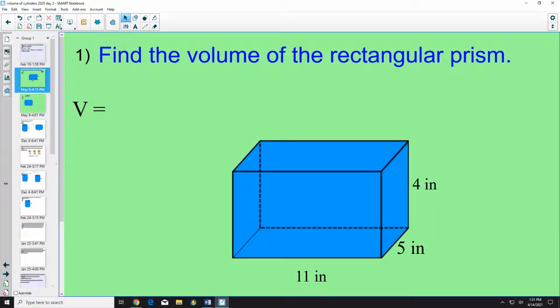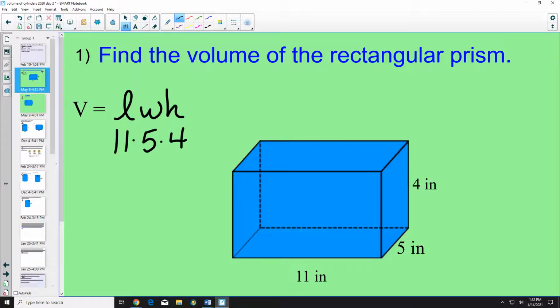As we start, we're going to review how to find the volume of a rectangular prism. Remember, when we find volume, we're measuring the space inside. So I want to know what fits in this box. The formula for the volume of a rectangular prism is length times width times height. So all I have to do is take 11 times 5 times 4. With our calculators, we'll get 220 cubic inches.